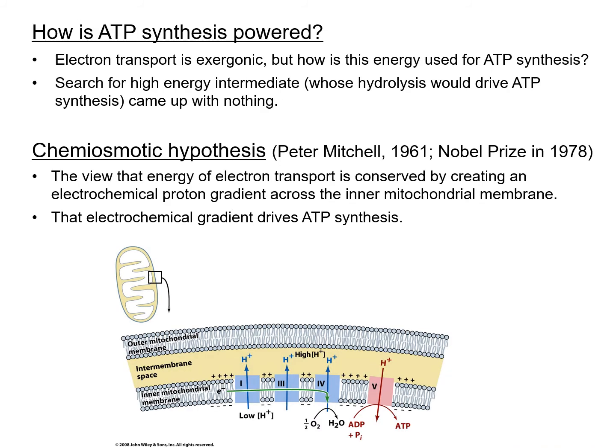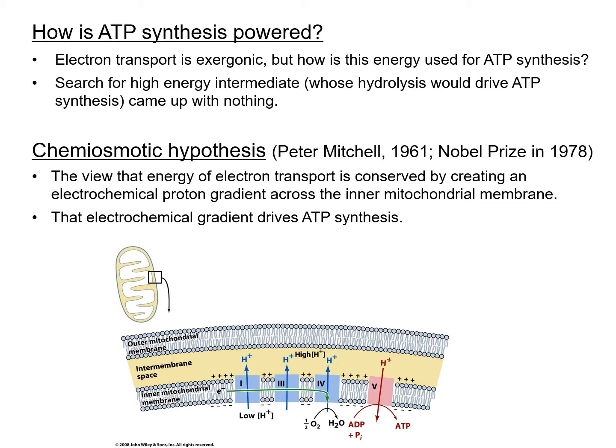Then how is the ATP synthesis powered? When you look at this electron transport chain, this is definitely exergonic with a lot of negative values for delta G naught prime. But how is this energy actually used for ATP synthesis? There has been a search for high energy intermediates whose hydrolysis could be used to drive ATP synthesis. But after those searches, they came up with nothing. There weren't any high energy intermediates obviously located there and involved in ATP synthesis.